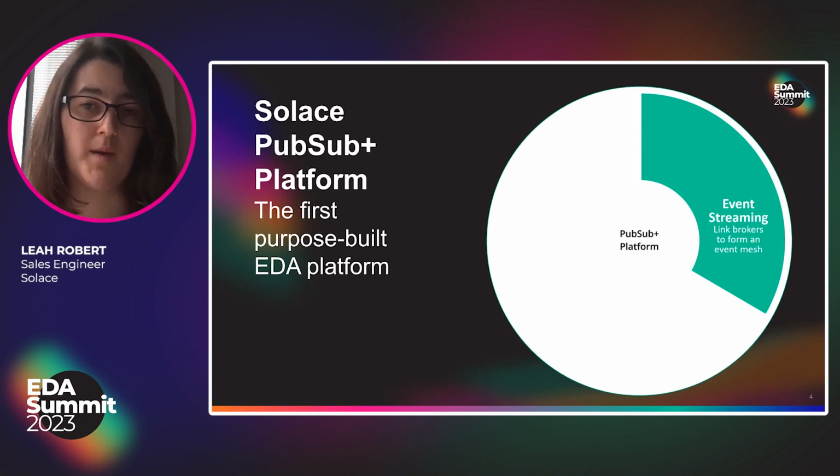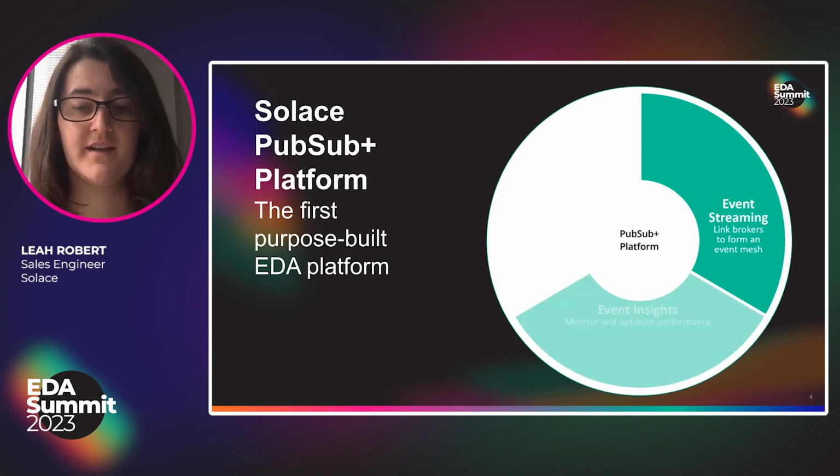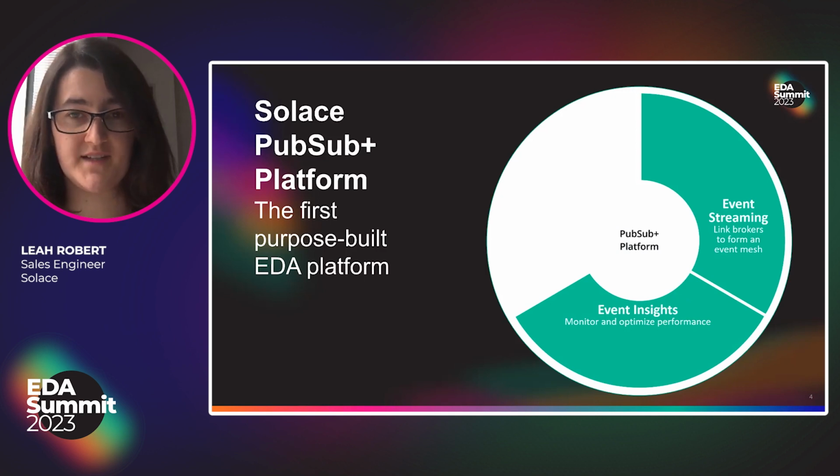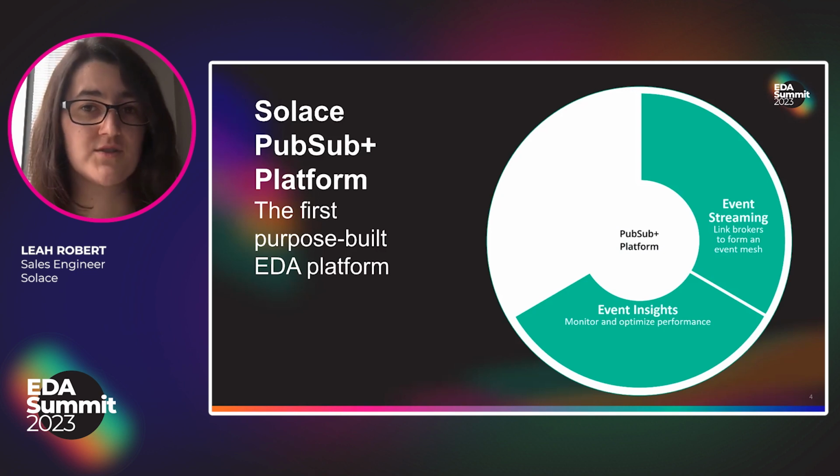Now, understanding how we monitor all of these brokers, that's where our event insights comes into play. You can optimize your performance by understanding what your message rates are, and if there is maybe a queue that is starting to pile up a little bit because a consumer is not fast enough. We can also understand the general health of all of the brokers in the ecosystem and gain insights from that.